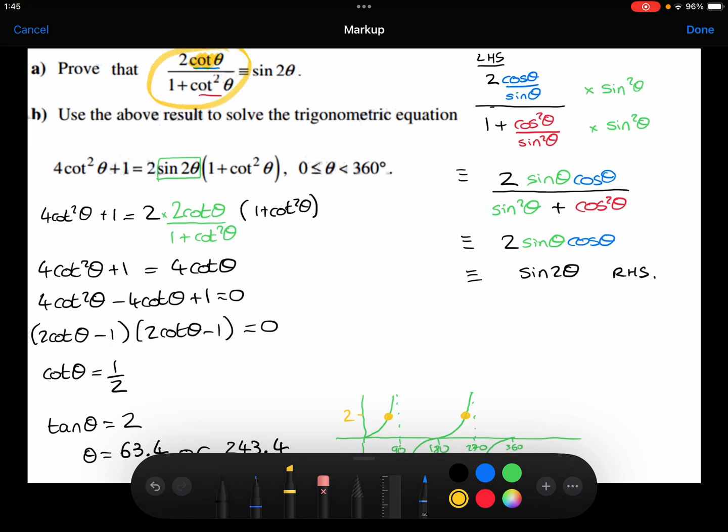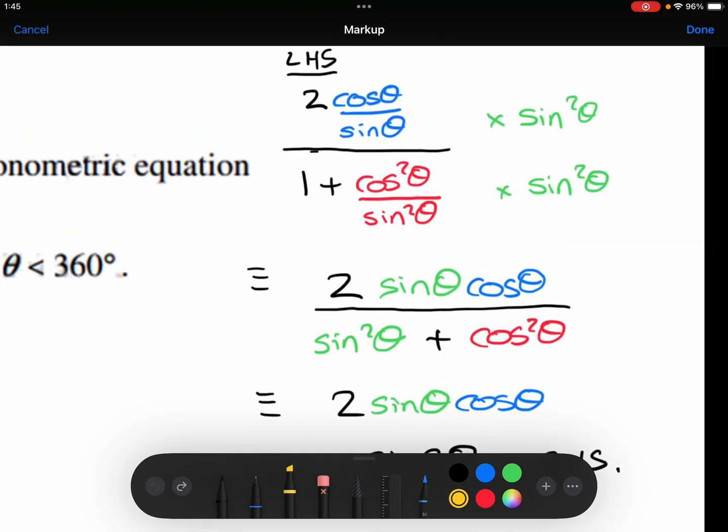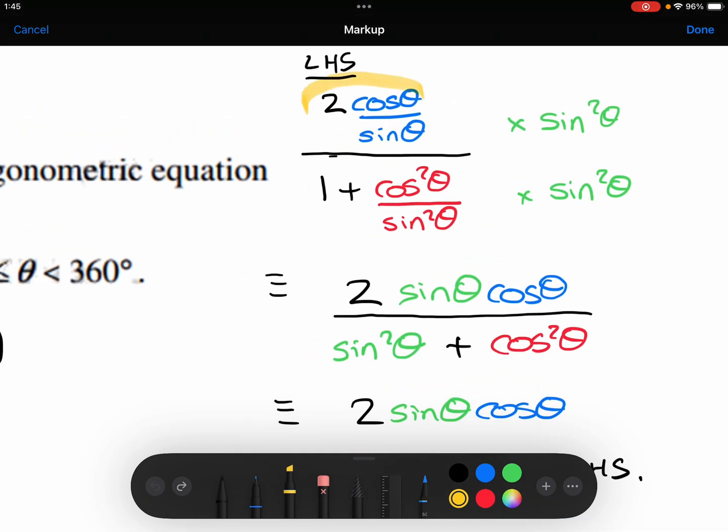I'm rewriting this cot theta as cos theta over sine theta. And I'm rewriting the cot squared theta as cos squared theta over sine squared theta. Now, looking at this, we've got an awkward fraction and another fraction inside a bigger fraction. This is quite messy, so I want to tidy it up by getting rid of these fractions.